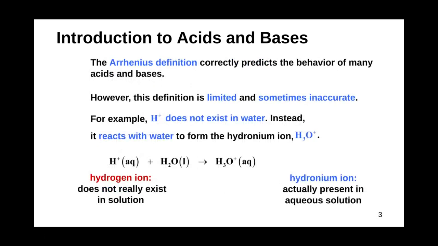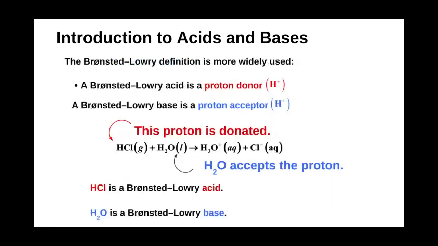Arrhenius wasn't perfect. It does correctly predict the behavior of many acids and bases, but his definition is ultimately limited and can sometimes be inaccurate. For instance, hydrogen ions actually don't physically exist in water. He didn't know that, but we know that now. Hydrogen ions actually react with water to form hydronium, H3O+. You can look at this chemical reaction: the hydrogen ion, so you can pretend you got it from HCl, reacts with water to form the hydronium ion, and it's typically present in aqueous solution, as you can see. So Arrhenius was not quite right, but he was on the right track.